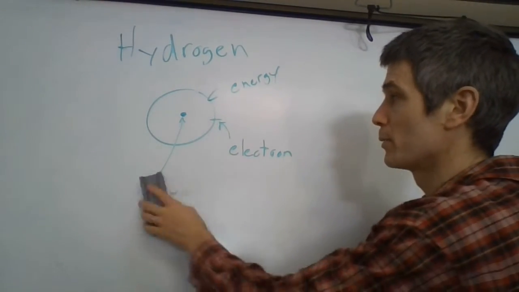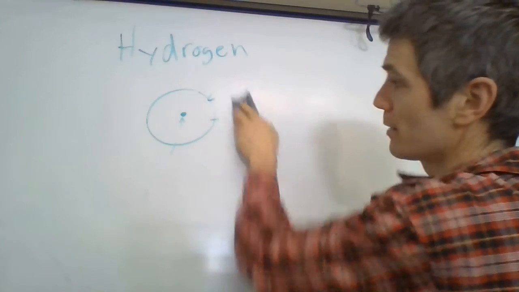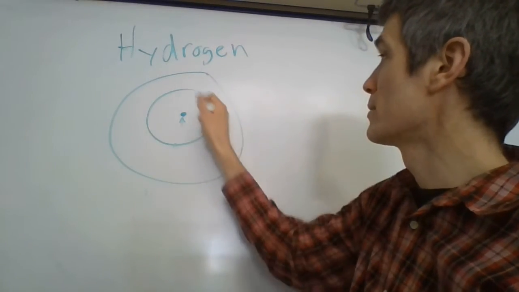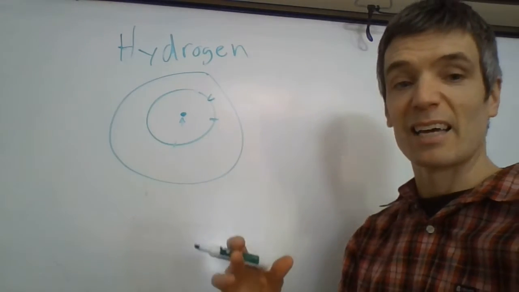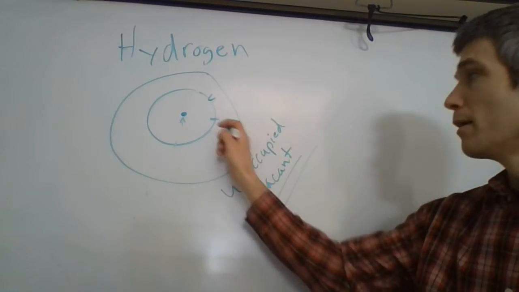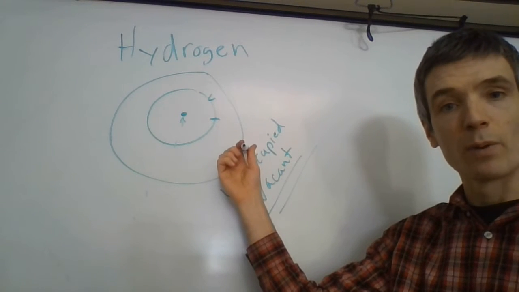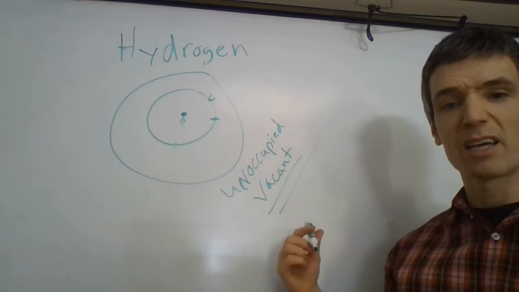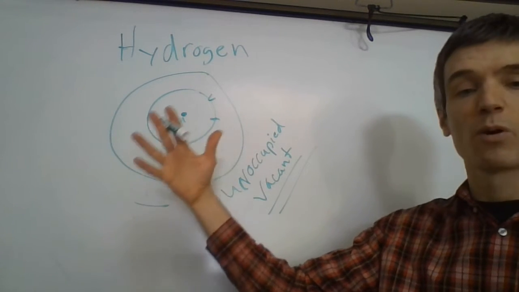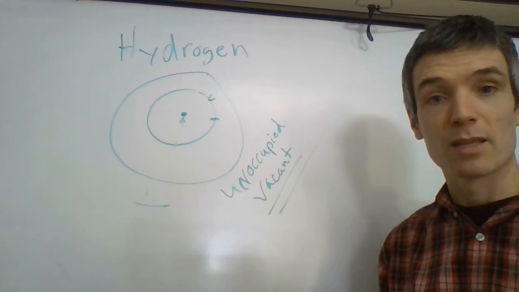Now, I'm going to erase a couple things. Here is an unoccupied second energy level. There's my electron, and there's that energy level right above it that's vacant, unoccupied. And there are other ones. There's the third energy level, there's the fourth, all the way up to infinity.